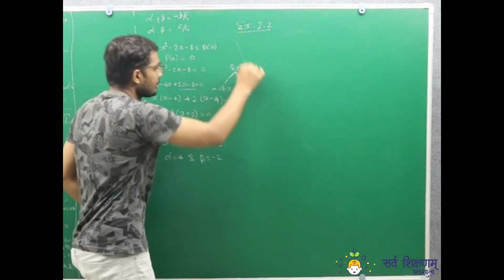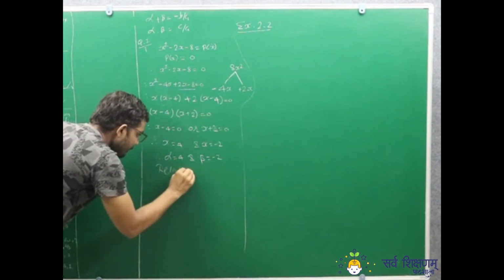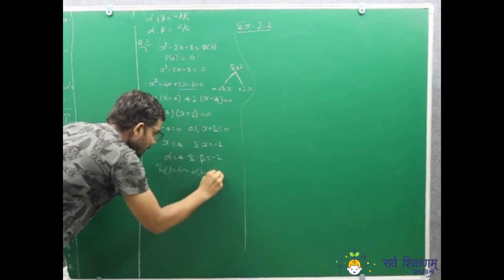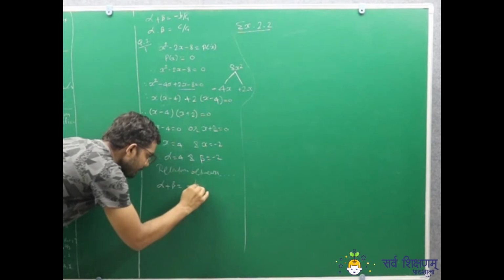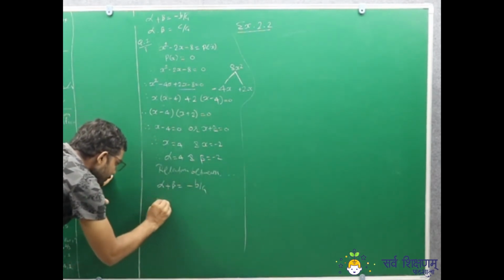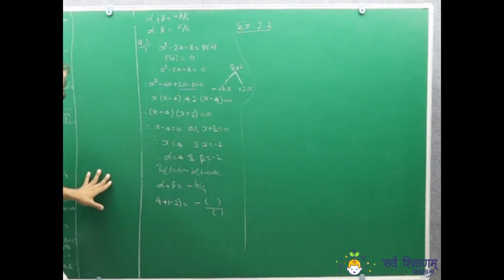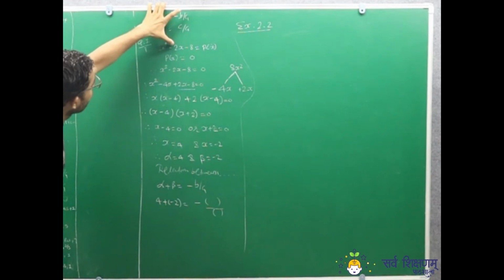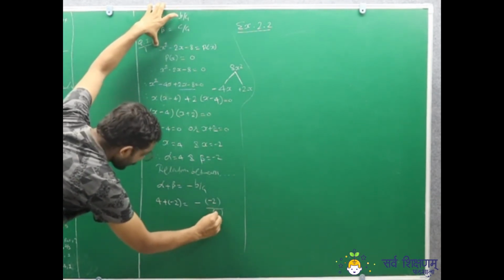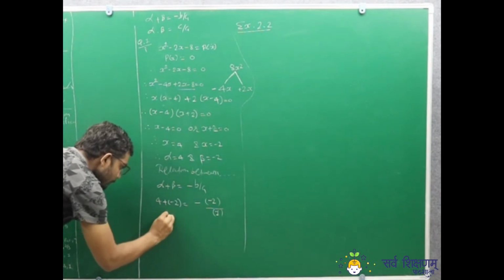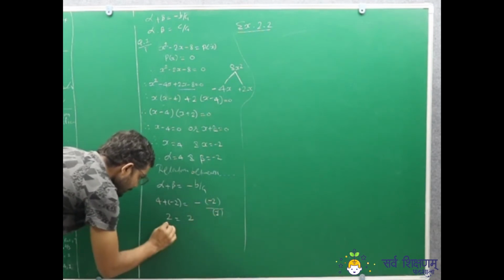Now the relation between zeros and coefficients of the quadratic polynomial. Alpha plus beta is equal to minus b by a. Put the value of alpha, 4, and beta, minus 2, is equal to minus b divided by a. From the polynomial, minus b is equal to plus 2, so b is equal to minus 2, and a is equal to 1. Therefore 4 minus 2 is equal to 2, and on this side minus minus plus, plus 2 divided by 1 is 2. So 2 is equal to 2.